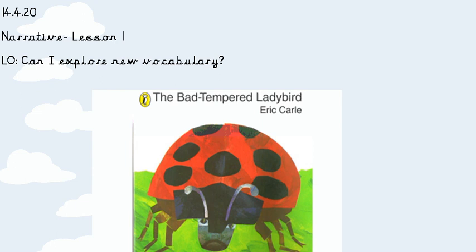Our learning objective today is, can I explore new vocabulary? And our new core text is called The Bad-Tempered Ladybird, and it's by the author Eric Carle. You may have read this text before, or you may have read something else by Eric Carle. Have a think about what that text could be.